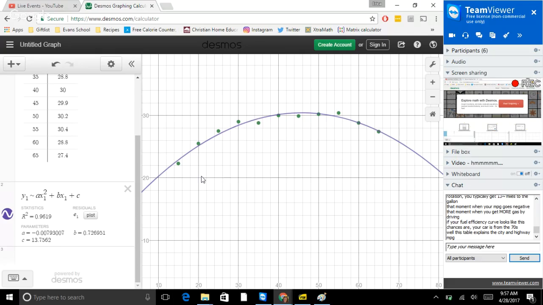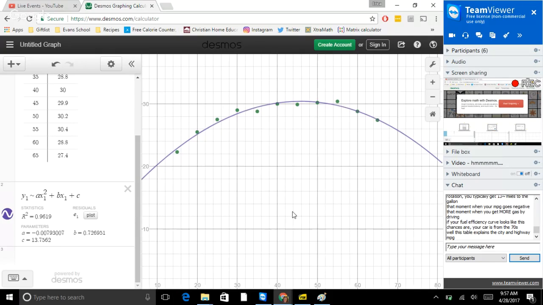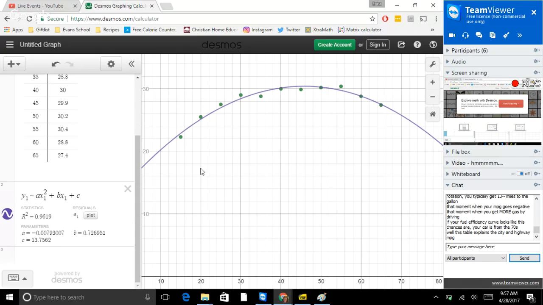So yeah, the table explains city and highway. When you go to buy a car, it's got the city miles and the highway miles.